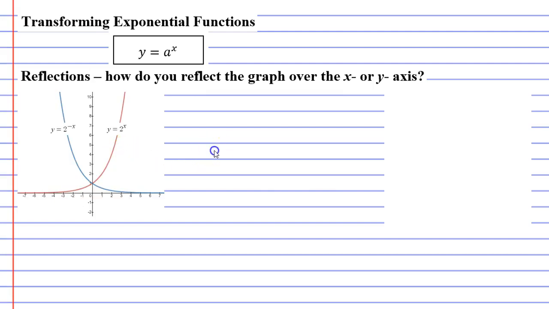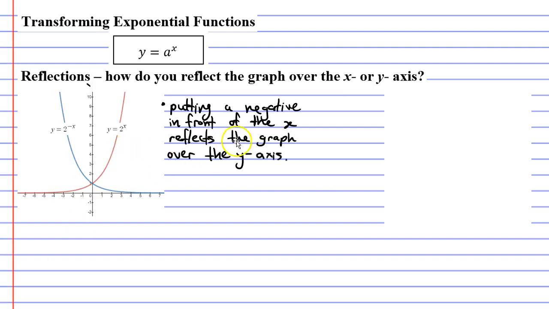Here's a picture of our two graphs. I'm going to say that putting a negative in front of the x reflects the graph over the y-axis. Here we can see our original equation, and then our new equation that's been reflected over the y-axis has a negative in front of x. Now I'm not going to mention anything about how you can pick a value such as 0.5 to the power of x, because it starts getting a bit complicated then. We'll just try and keep this simple for now.